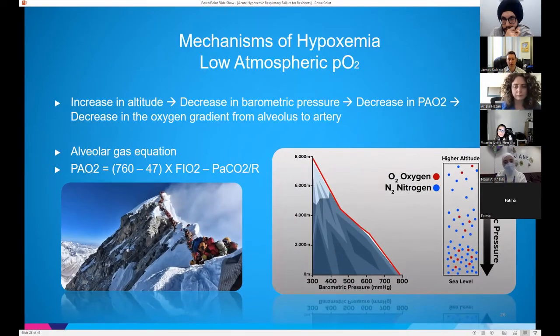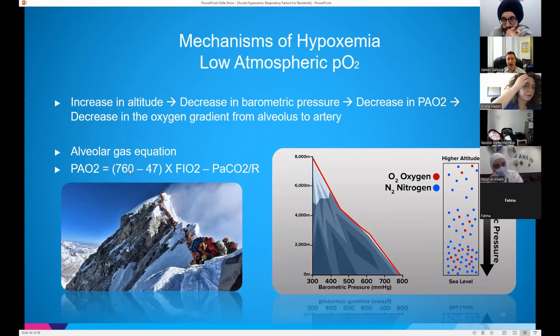Now there's 2 more that you're not going to see that often. This one, if somebody's climbing up a mountain or going into high altitude, they can have low atmospheric oxygen. So it makes sense. You're starting here, you're working your way up. As you work your way up, the barometric pressure, which is 760 according to the alveolar gas equation, starts to drop: 600, 500, 400. As this becomes lower, you can go over here to the alveolar gas equation. This comes from 760 down to 400 or 300.